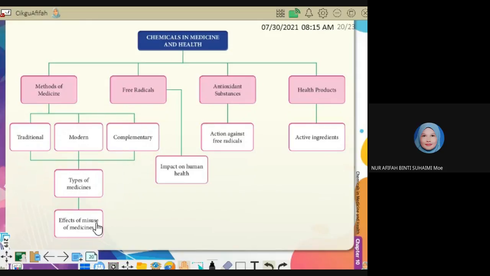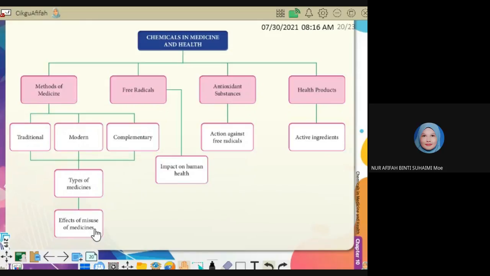Then effect of misuse of medicine, ini secara general lah. Apa efek dia kalau terlebih ataupun salah guna ubat, can cause death, less effective. Kalau satu hari ambil, satu hari tak ambil, tak ikut prescription tu, dia akan jadi less effective, kurang berkesan. Or you will lose your immune system lah for antibiotic.